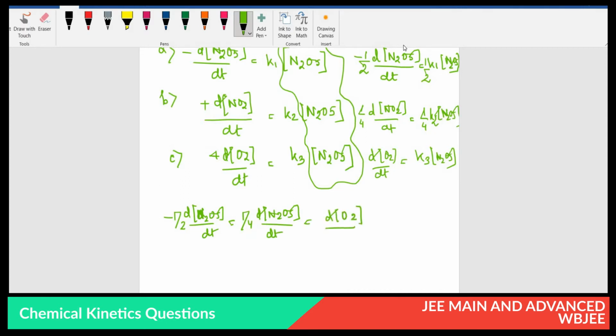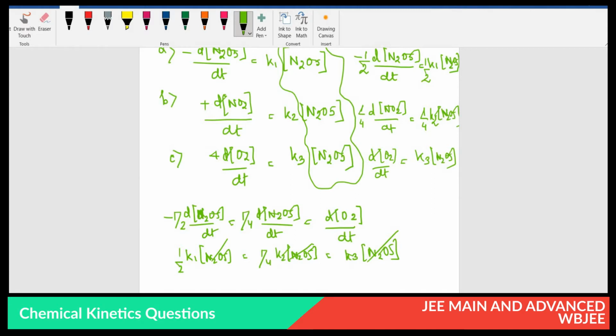So if this is valid, then the right hand side should also be valid. How? So this should be 1/2 of K1[N2O5], which should be equal to 1/4 of K2[N2O5], and that should be equal to K3 into [N2O5]. Now cancelling out the common factor, that is N2O5, which is not a required part. So how can we do this?